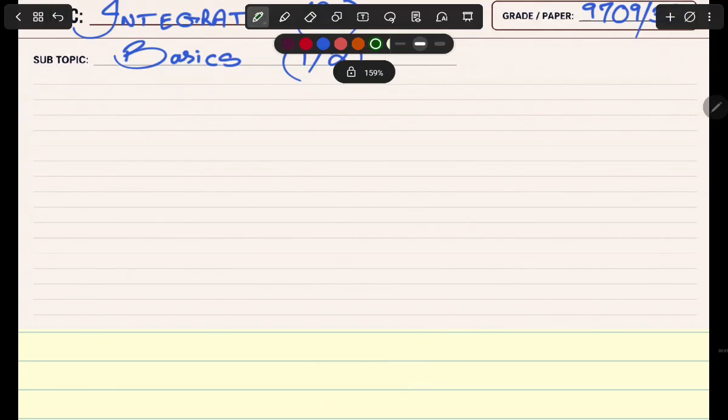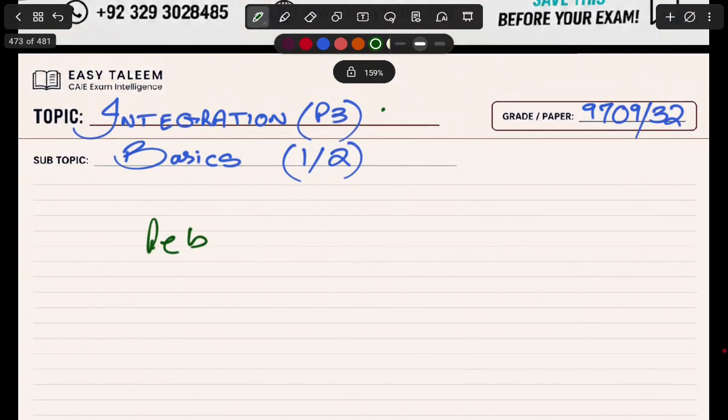Last week, I taught you how to destroy functions. Today, I'm going to teach you how to rebuild them. Last week, I asked you what is the derivative. Today, I'm going to ask you something completely different. If I give you the derivative, can you recover the original function? That is integration.